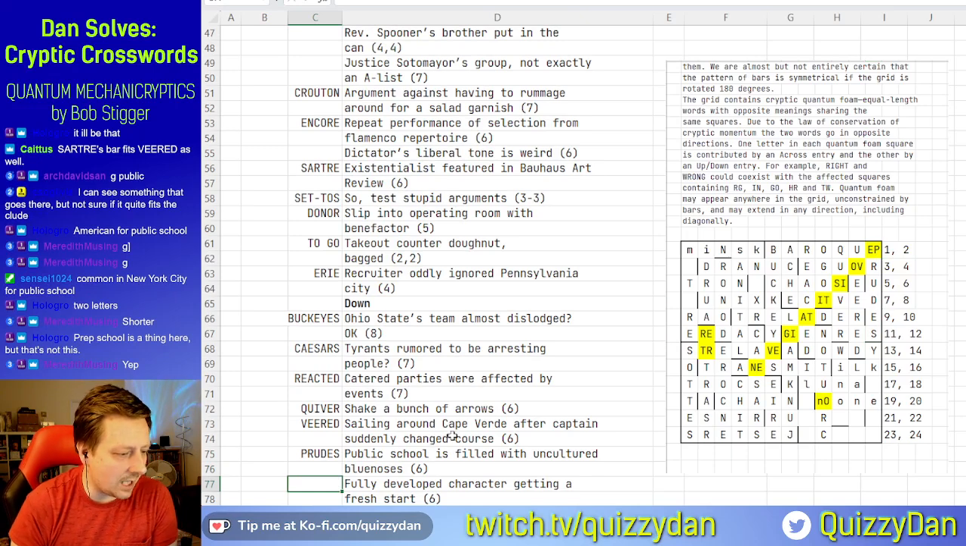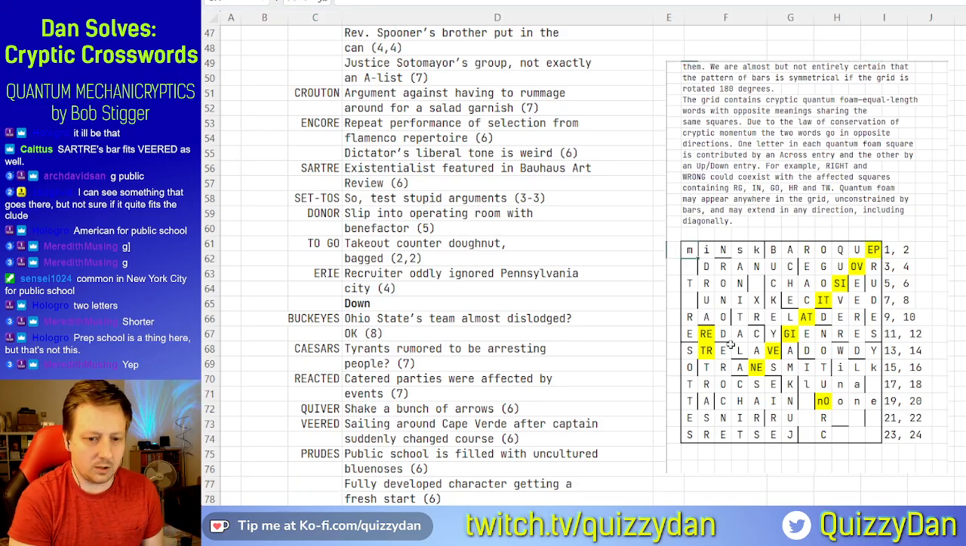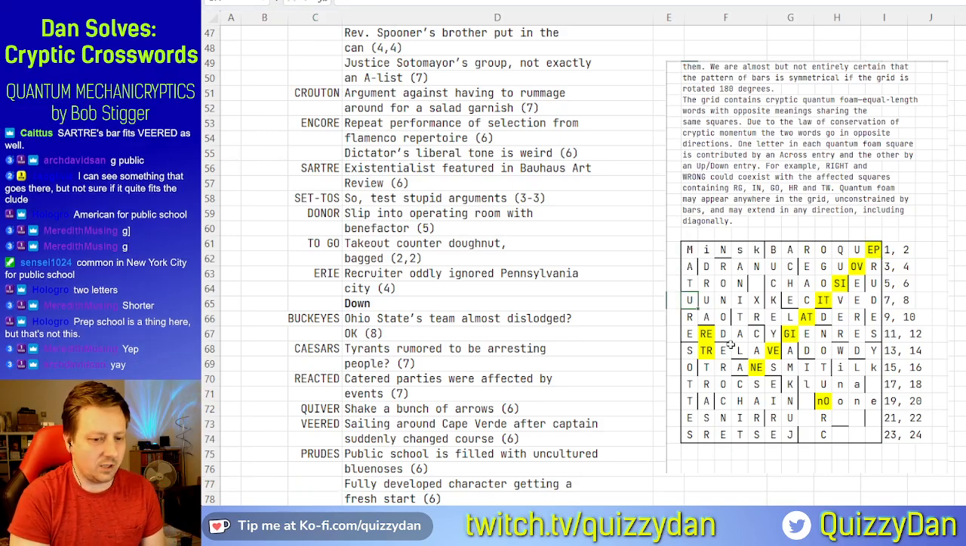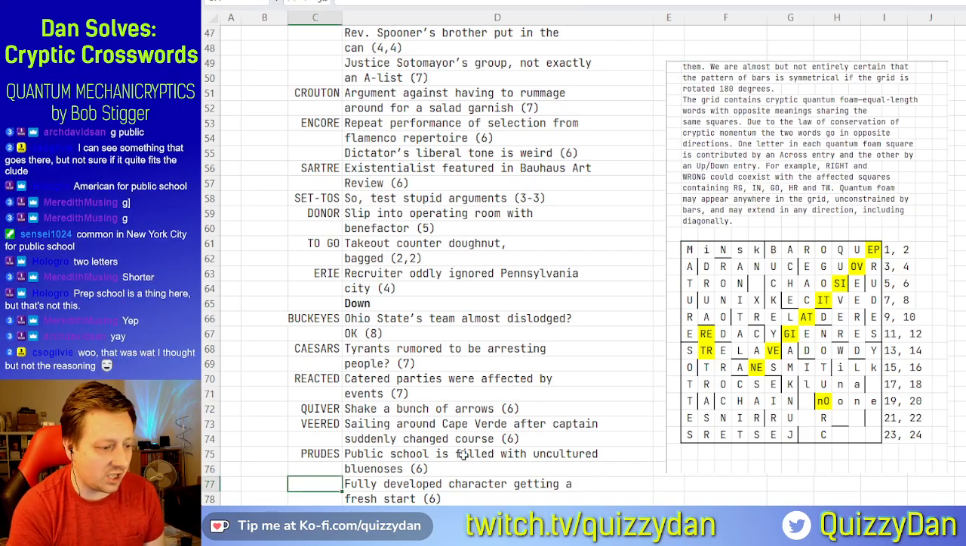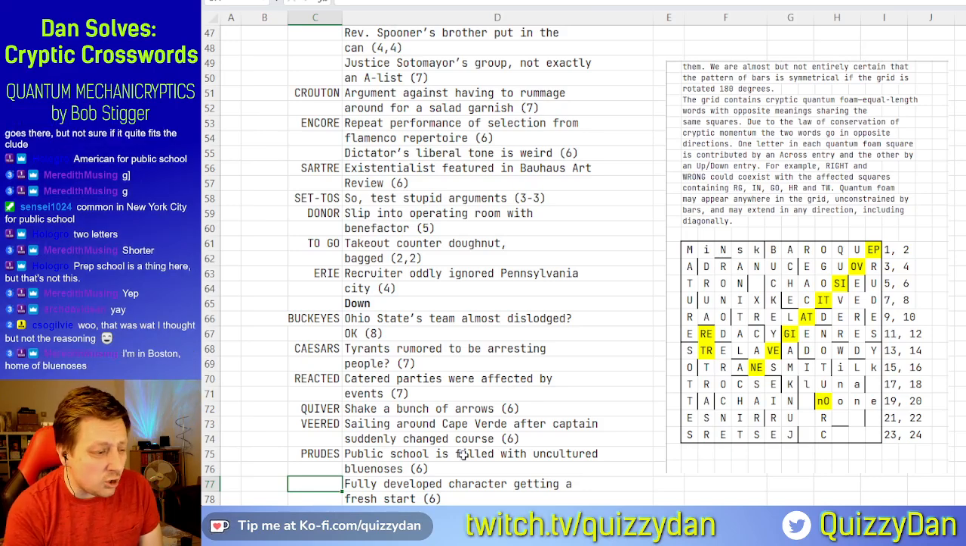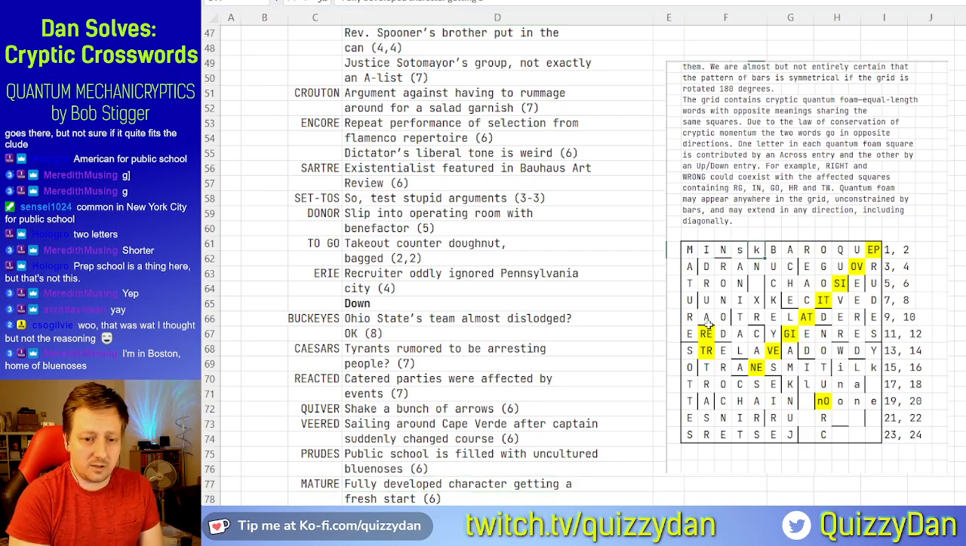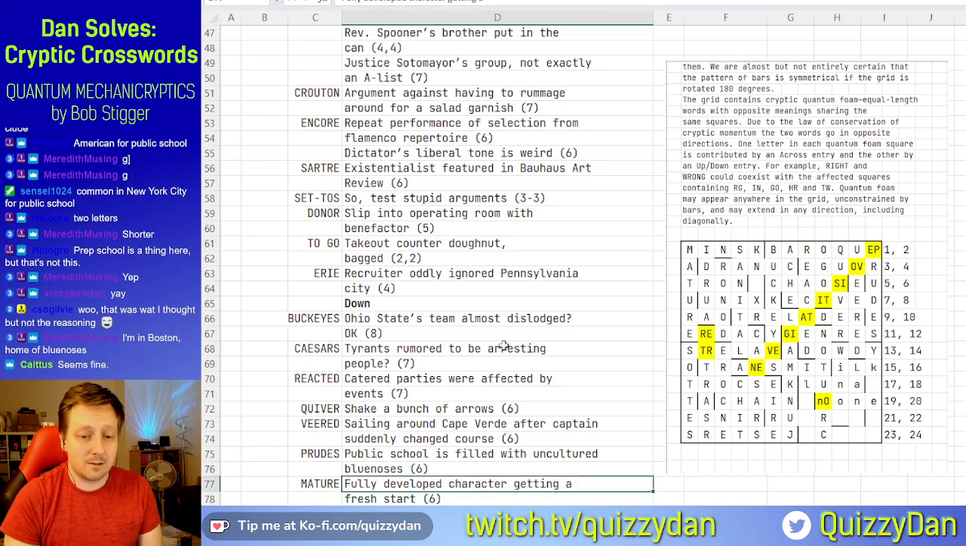Fully developed character getting a fresh start. I'm assuming mature, and I'm assuming it's going to go here, because if you're fully developed, you're mature. Character is your nature getting a fresh start. Just change the first letter to mature, I assume. I mean, that gives us blue noses. It gives us blue noses. I'm just reading the chat there. It gives us Minsk.